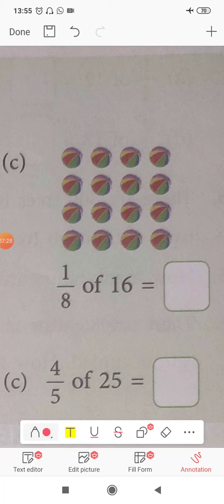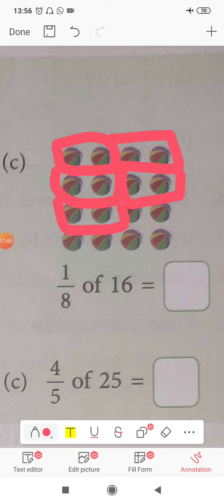Total how many balls are there? 16 balls. So if we divide 16 by 8, how many in each group then? Yes, 2 in each group. So let's divide in groups of 2 like this. If we divide the balls in groups of 2, see there are total 8 groups now. Now they are saying one part of the 8 groups. That means if you take any one part, it is equal to 2.